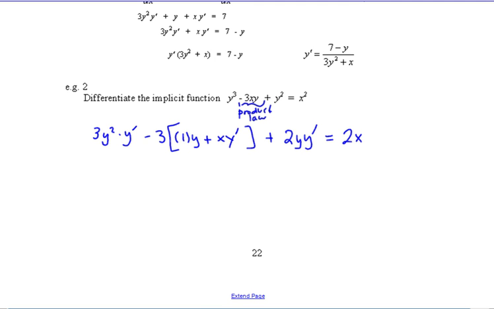I have some simplifying left to do. What do I have to do here, still, before I start to move things? Distribute that negative 3. So we have 3y squared y prime minus 3y minus 3x y prime plus 2y y prime equals 2x. So what are we going to move to the other side? The negative 3y, because it does not have a y prime. We want to get everything with a y prime on one side.